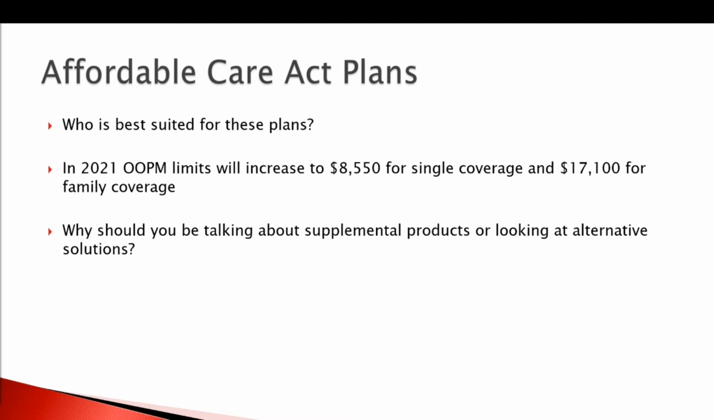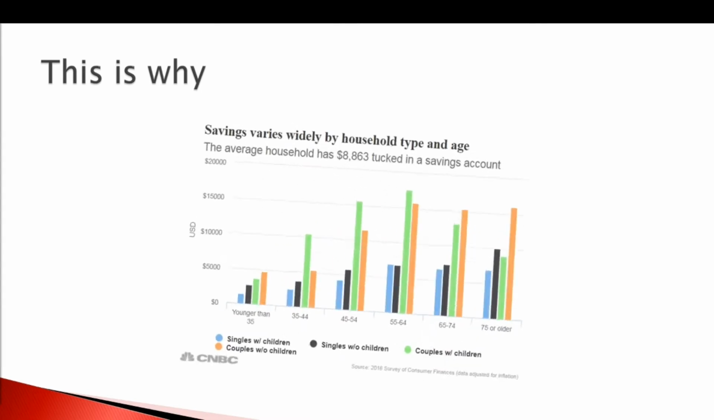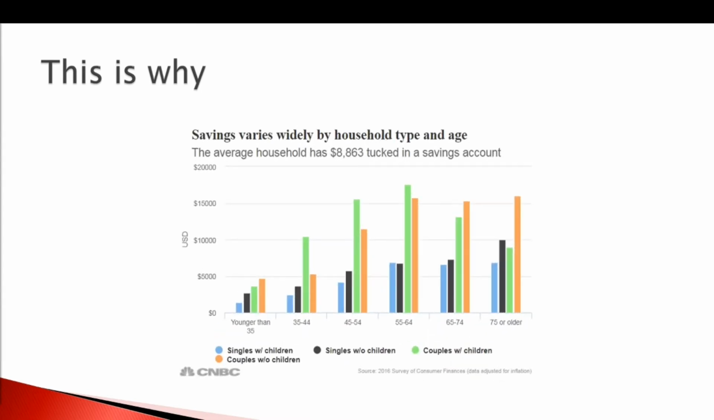As usual, anybody that does insurance knows everything goes up every year. So max out of pockets for next year are going up to $8,550 for a single, and a nice comfortable $17,100 for a family, which everybody has. So why should we be talking about supplemental products? That's one reason why, the high out-of-pocket expenses there. The next slide is just a little example of the average household savings.